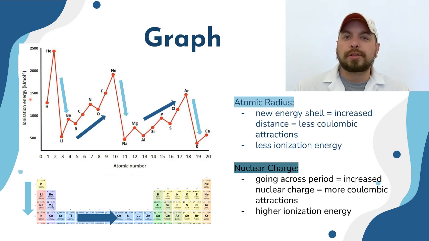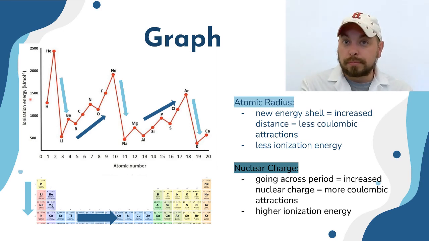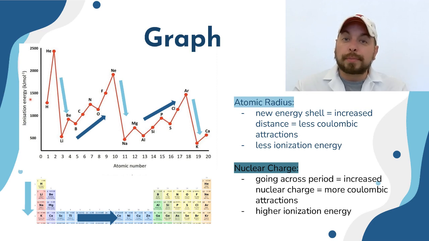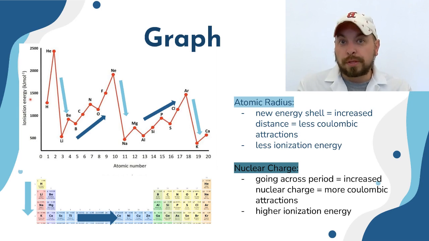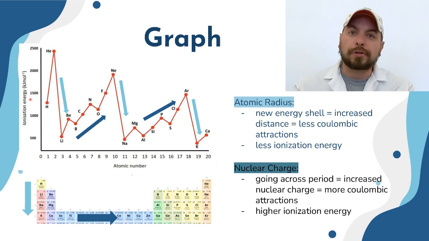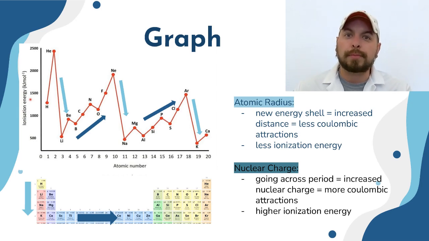The first thing that you're going to notice is that going from the first atom, hydrogen, to the second atom, helium, there is a significant increase in ionization energy. Now that makes sense. The effective nuclear charge of helium is 2. The effective nuclear charge of hydrogen is 1. They have the same number of energy levels, so it makes sense that it takes more energy to remove that first electron from helium than it does from hydrogen.